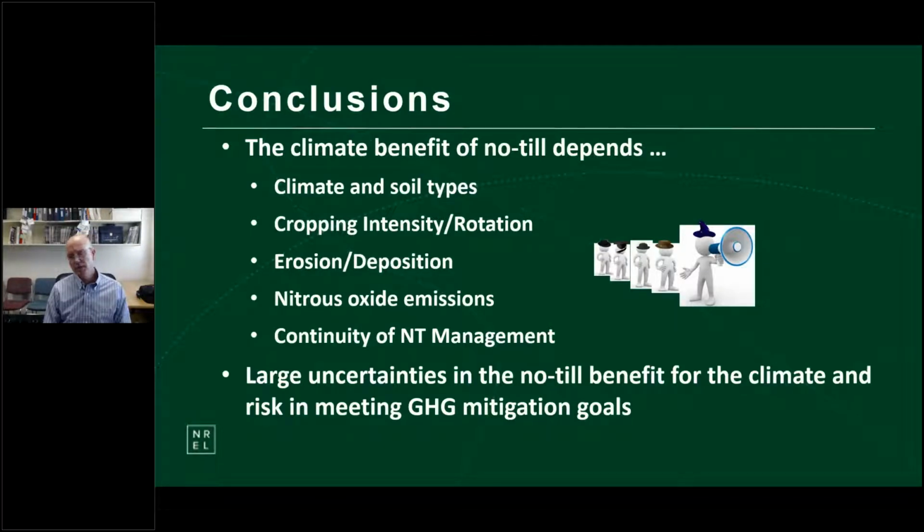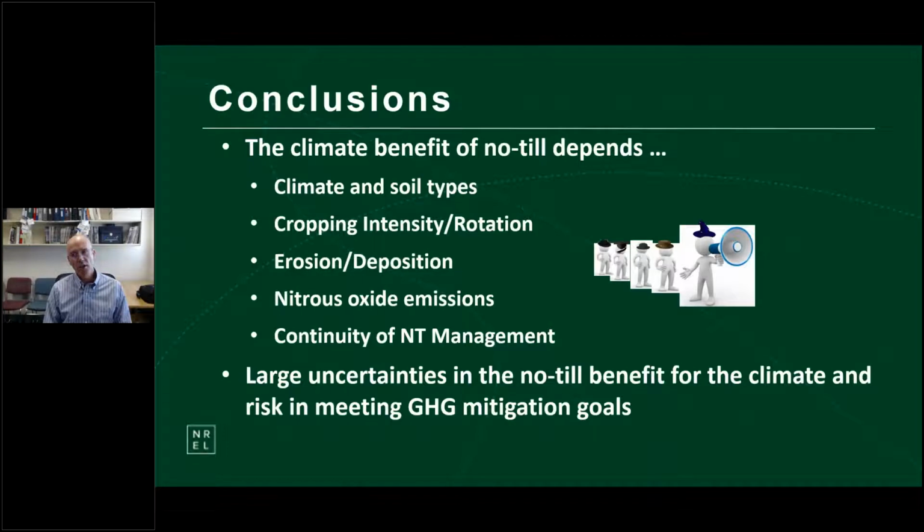The last point I'd like to make here is there's large uncertainties. If you remember the diagram I showed you from our synthesis, those error bars were quite large in terms of the no-till benefit for climate. And there's risk there in meeting greenhouse gas mitigation goals, as you know, the Biden administration has been promoting carbon sequestration in soils as part of their plan for the Paris Agreement. We have to manage those uncertainties in some ways to limit that risk, I think. One way is to get more farmers to adopt and try to avoid those areas maybe where we're not going to have the climate benefit.